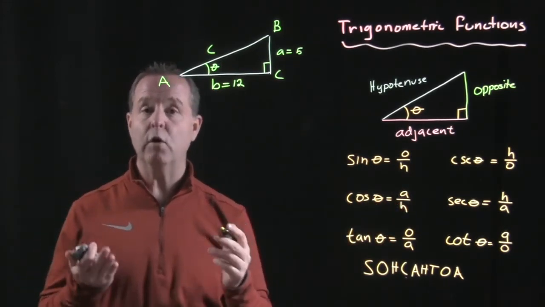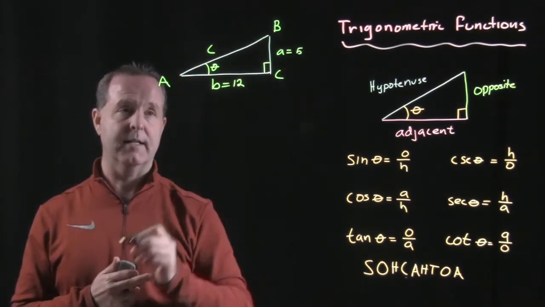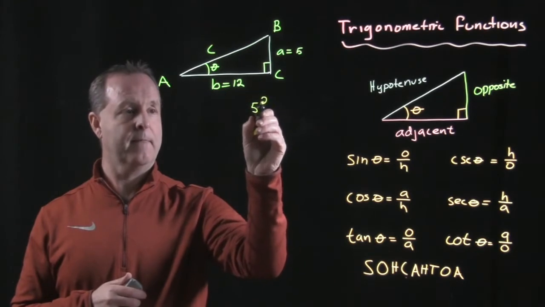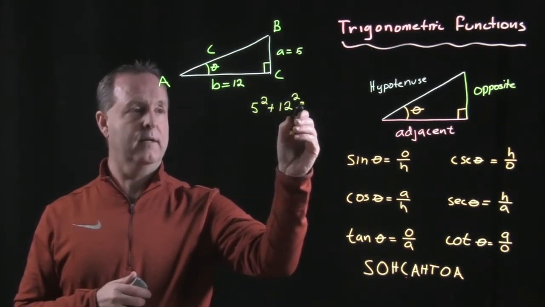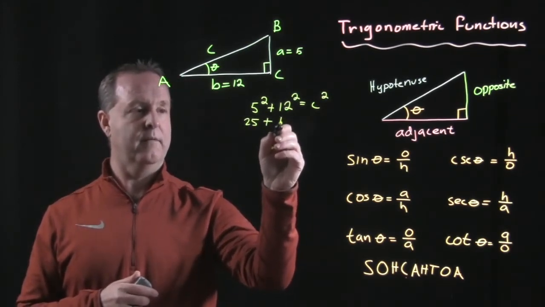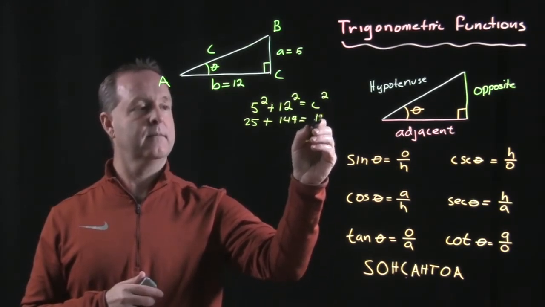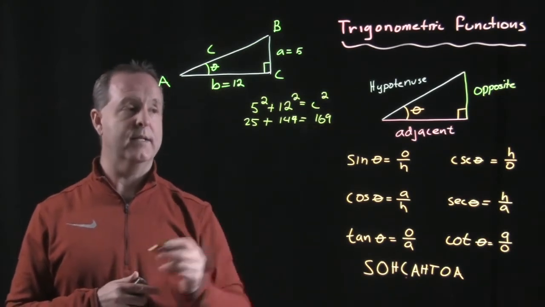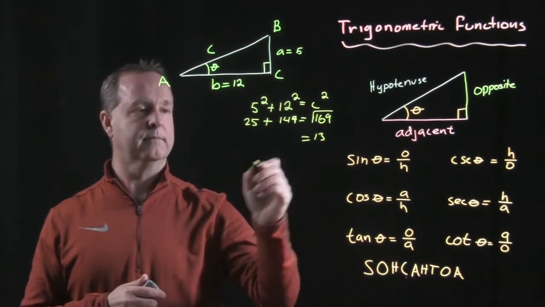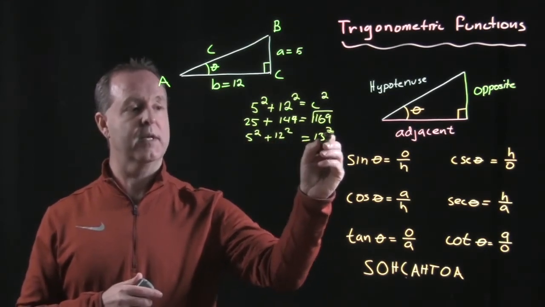C is unknown. Fortunately, we remember our good friend Pythagoras that says one side squared plus another side squared equals the third side squared. So if I had 5 squared plus 12 squared, that should equal C squared. 5 squared is 25 plus 144 equals 169. And then take the square root of 169, and that's going to equal 13. So 5 squared plus 12 squared equals 13 squared.